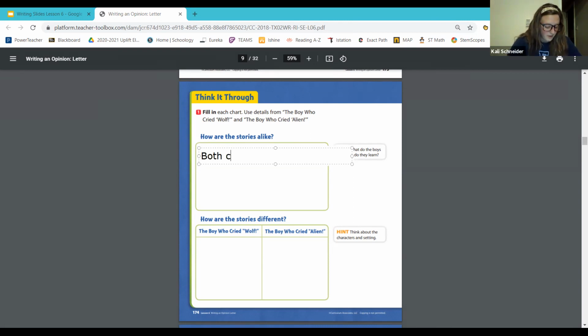So both, sorry, the story, Ms. Schneider's forgetting what she's typing. It should be both main characters are boys. Okay, so both main characters are boys.